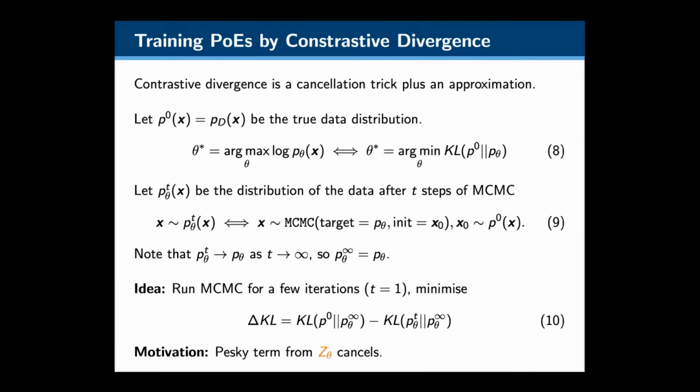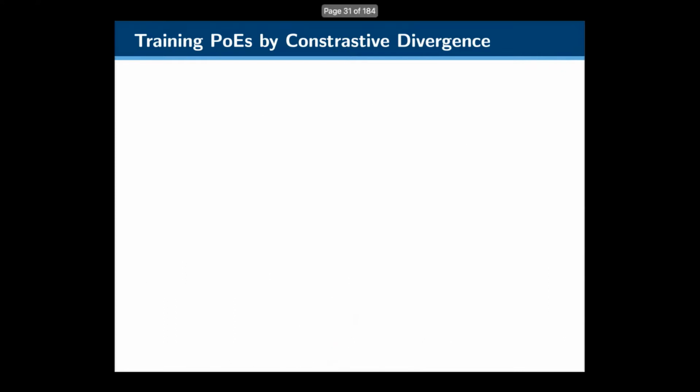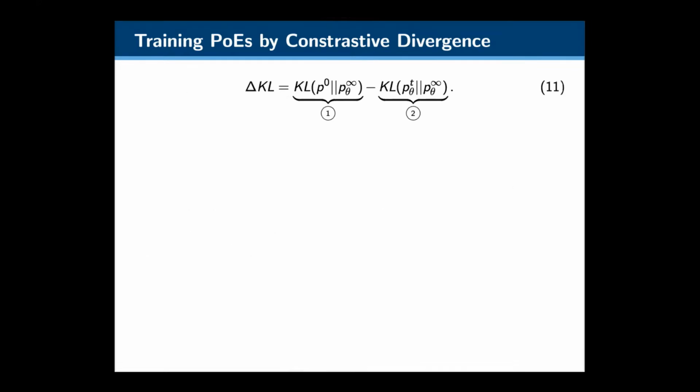The motivation really under the hood is the fact that the annoying term that comes from Z theta cancels. But there's also some intuition about why this scheme makes sense. So before looking at the cancellation and why this objective is more tractable than just maximum likelihood, let's look at some intuition. The objective has two terms. The first term is just the KL divergence between data and stationary distribution. And the second KL is between the contrastive distribution and the model distribution.